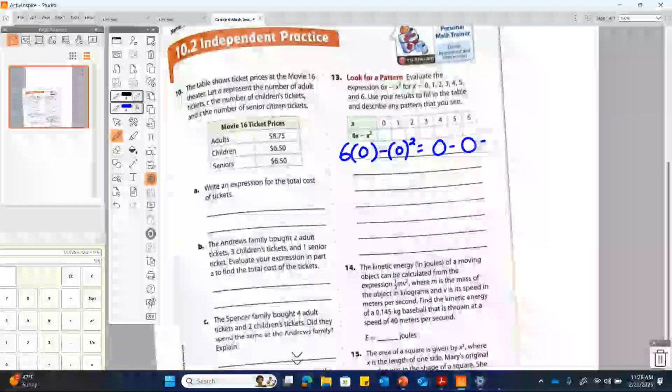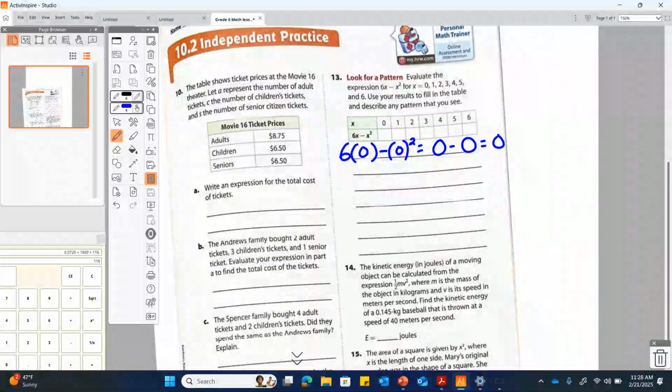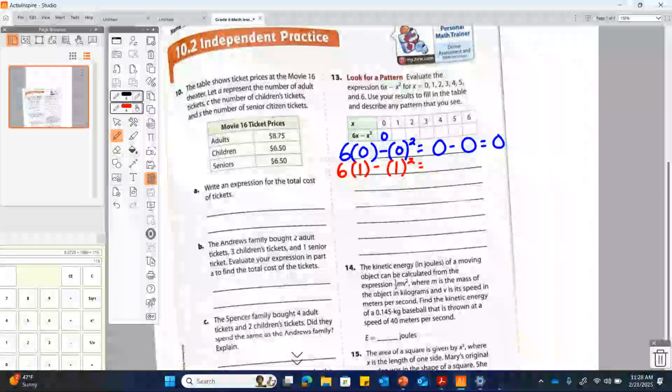Okay? I'm going to alternate colors so you can keep track here. The next one, 6 times 1, because that's x, minus 1 to the second power. Order of operations tells me I do 1 to the second power first, which is 1. Then I do multiplication. 6 times 1 is 6. Now the only thing I have left to do is subtraction.